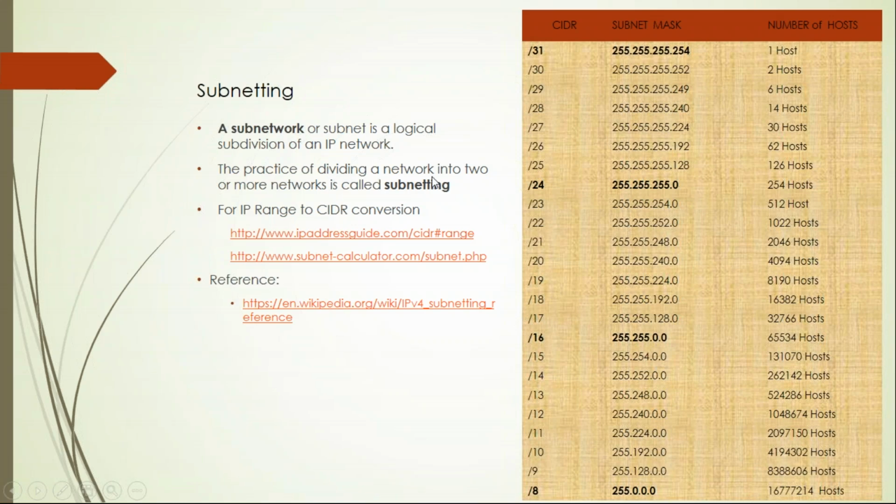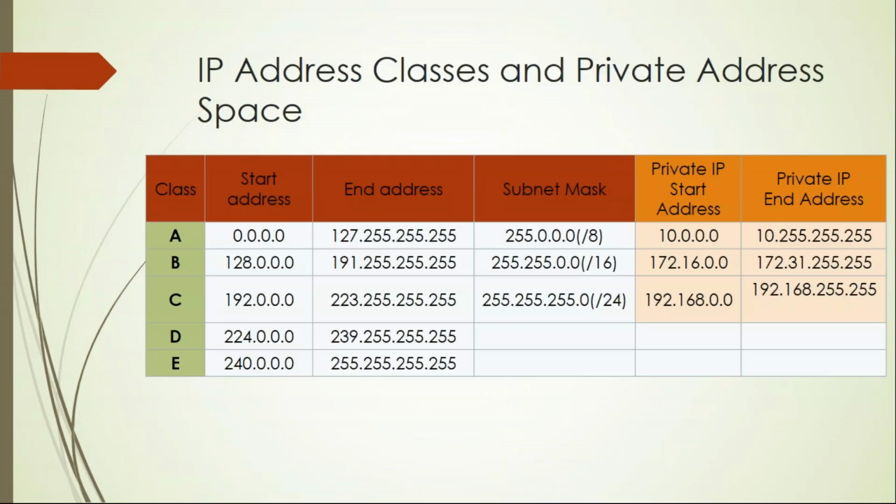So the practice of dividing a network into two or more networks is called subnetting. Suppose you see the default subnet mask is 255.255.255.0. This means a total of 254 IP addresses are there in this Class C. So that is the meaning of this. How many IP addresses are there?